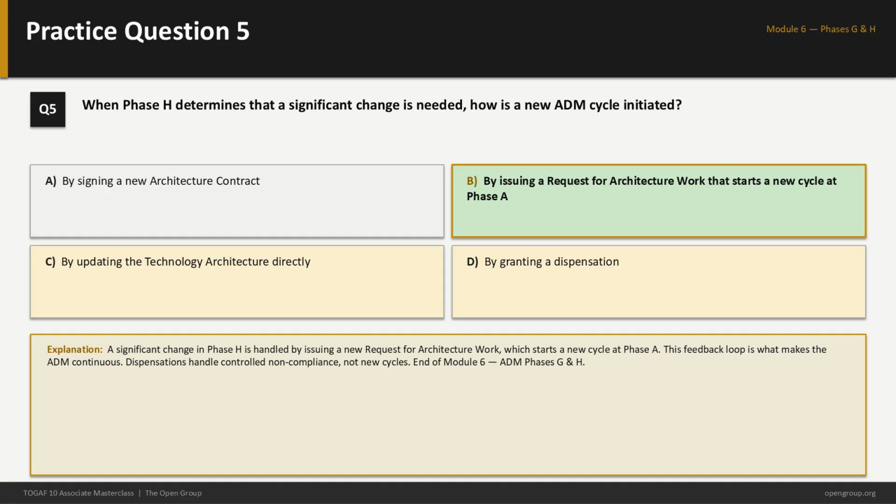Question 5. When phase H determines that a significant change is needed, how is a new ADM cycle initiated? Pause to consider your answer. The correct answer is B. By issuing a request for architecture work that starts a new cycle at phase A. A significant change in phase H is handled by issuing a new request for architecture work, which starts a new cycle at phase A. This feedback loop is what makes the ADM continuous. Dispensations handle controlled non-compliance, not new cycles.